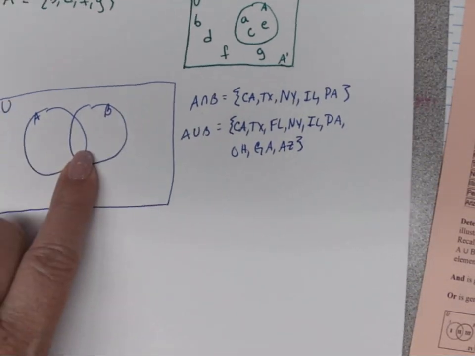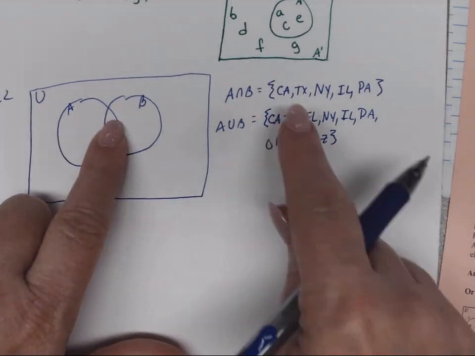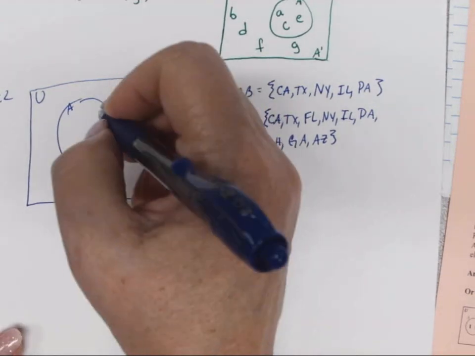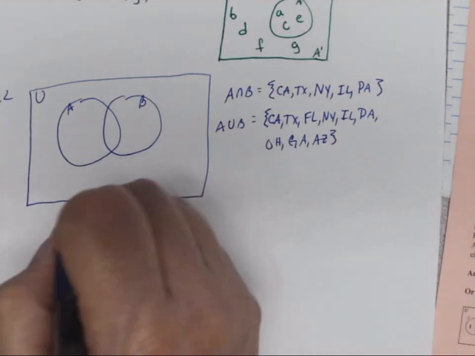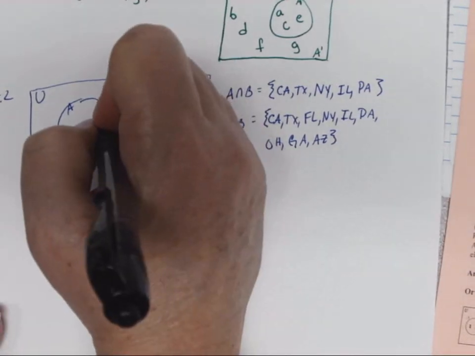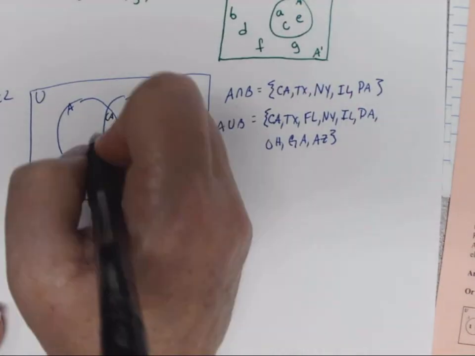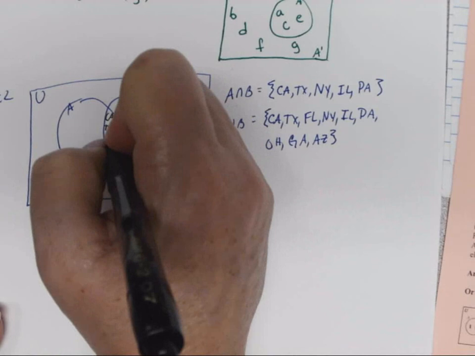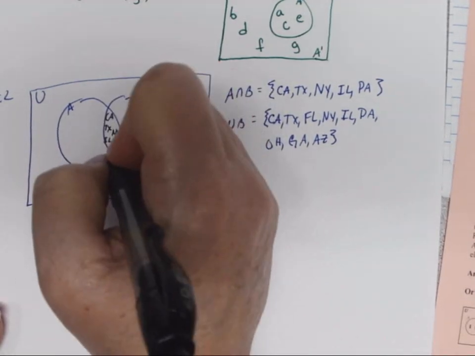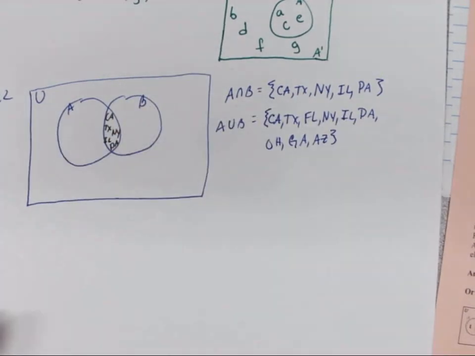So now we're going to put it into the Venn diagram. So the intersection will be, there are 5 states we need to write in here. I probably should have made my space a little bit bigger, but it's not always in my nature to do so. So we'll squish them in. So we got California and Texas and New York and Illinois and Pennsylvania. So they're kind of squishy in there, but they're in there. You can put commas between them if they look like they're too close together.